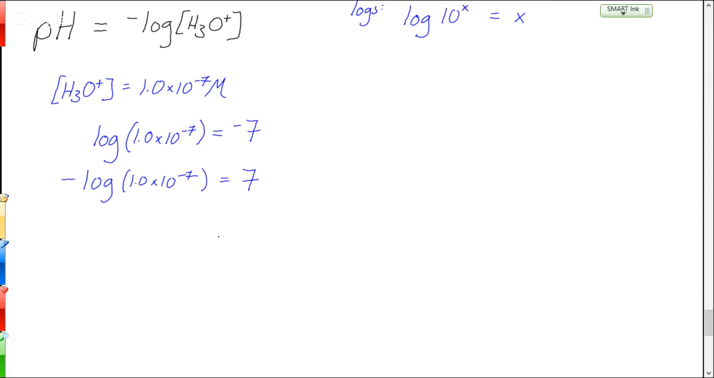We can also define a pOH with the exact same calculation. We just plug in the hydroxide concentration instead of the hydronium concentration.